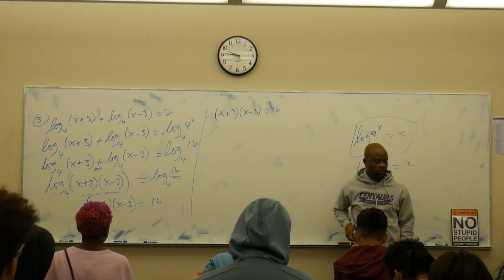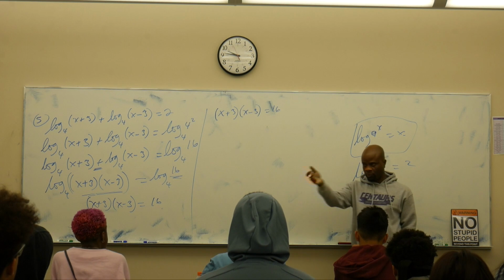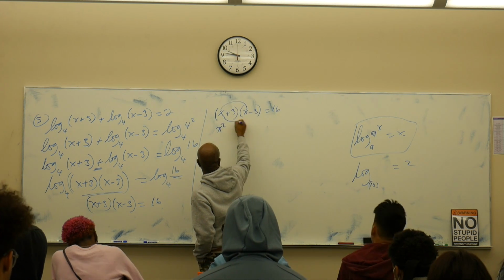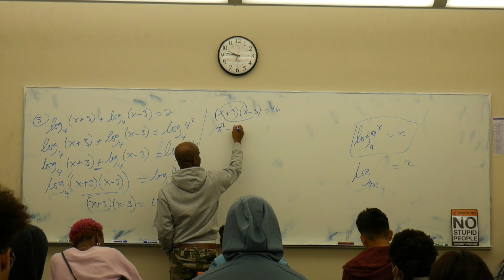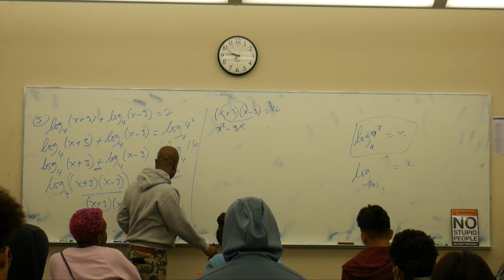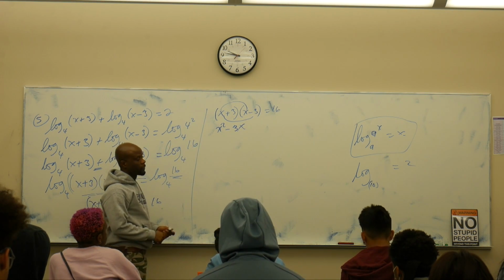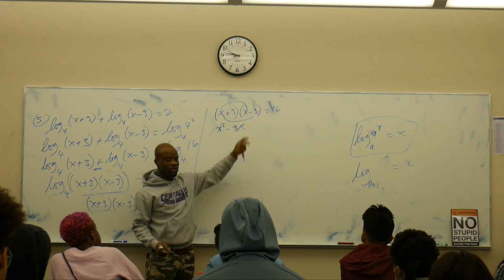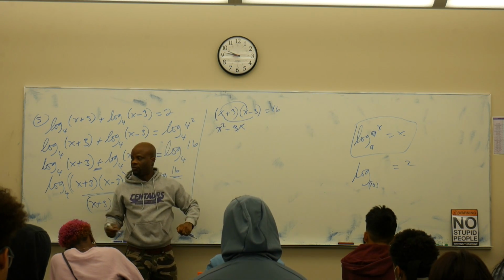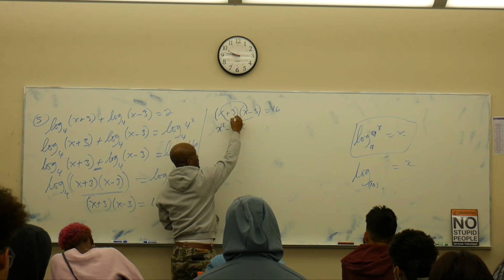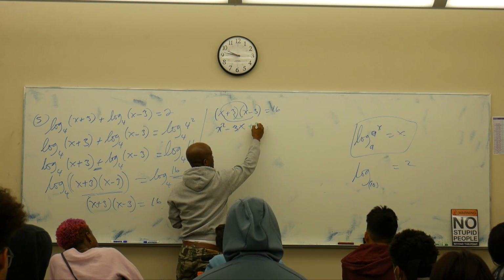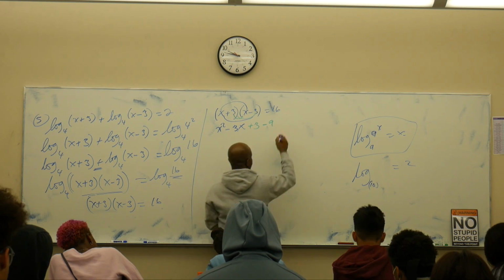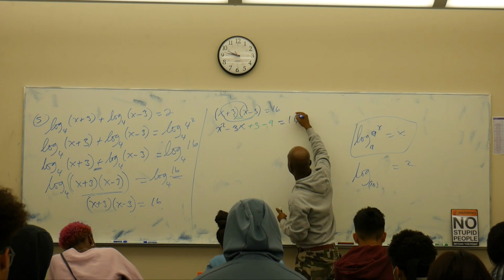So now what do we do here? We got to distribute a FOIL, right? So x times x, times negative 3, all right? I'm done distributing the first x. Now I got to distribute a 3. What's 3 times x? And then 3 times negative 3? Negative 9. And I still have my 16 on this side.